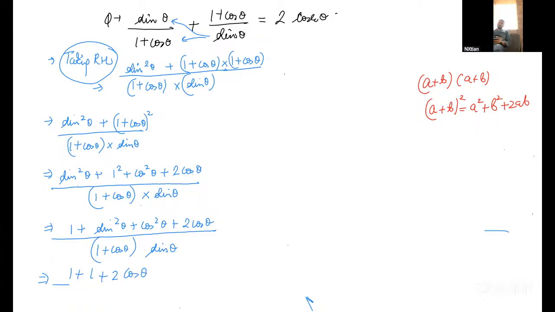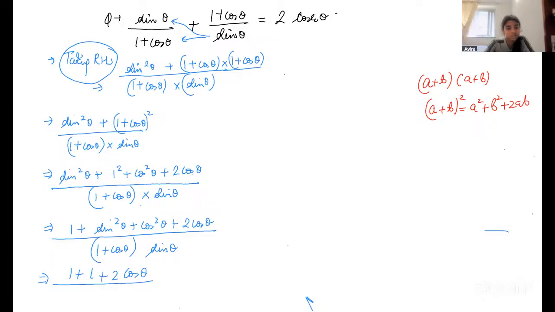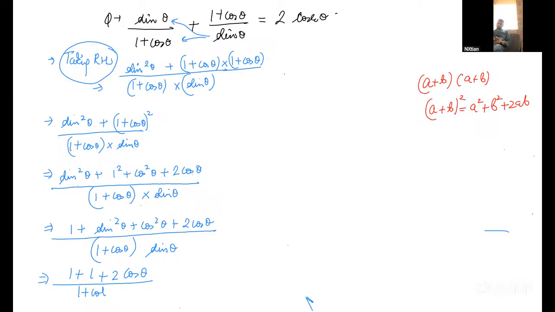I didn't understand anything. Ira, why Ira? I understood. Okay. So 1 plus cos theta was already there, 1 plus cos theta is already there into sin theta.